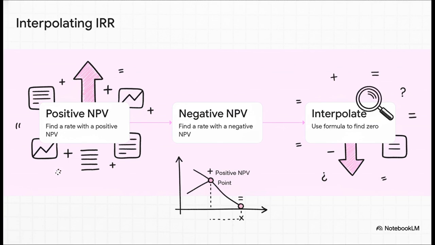Step 1, you find a discount rate that gives you a positive NPV. Step 2, you find a higher discount rate that gives you a negative NPV. And step 3, you simply use the interpolation formula to estimate exactly where the rate crosses the 0 line between those 2 points. It's essentially just a mathematical educated guess.